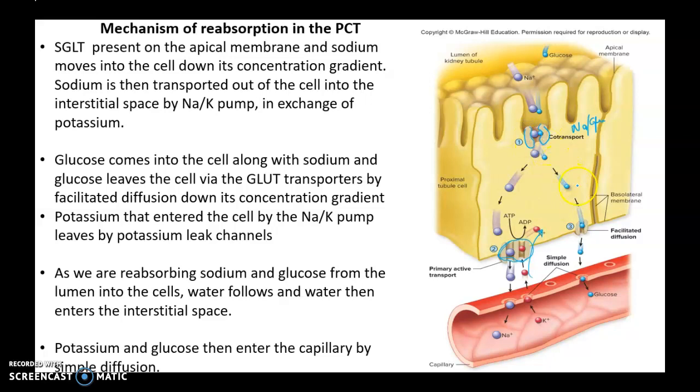The glucose that enters the cell, as shown in blue ball, will then get out of the cuboidal cell by facilitated diffusion across the GLUT transporter. Eventually, we will have potassium, and eventually we will have glucose entering the capillary by simple diffusion. Same will happen for potassium and also sodium. So everything moves in and out of the capillary by diffusion.